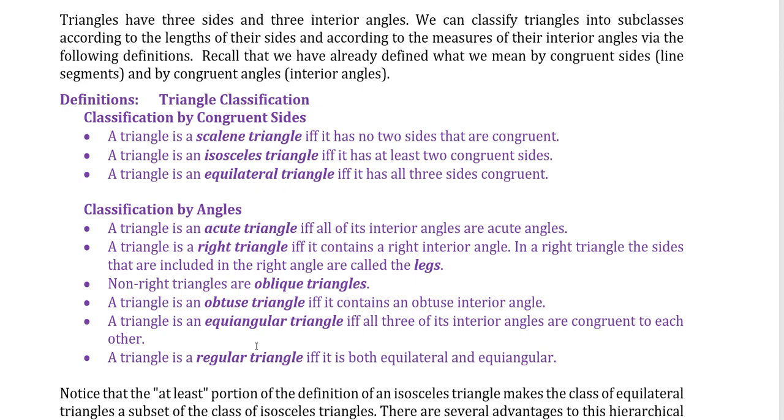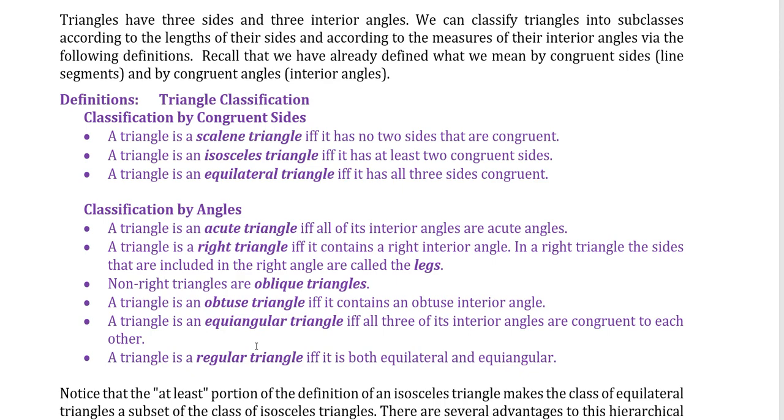So we can classify them by congruent sides, the number of congruent sides. A triangle is a scalene triangle if and only if it has no two sides that are congruent. So all three sides are different lengths. A triangle is an isosceles triangle if and only if it has at least two congruent sides, two sides the same length or more. A triangle is an equilateral triangle if and only if it has all three sides congruent to each other, all three sides the same length.